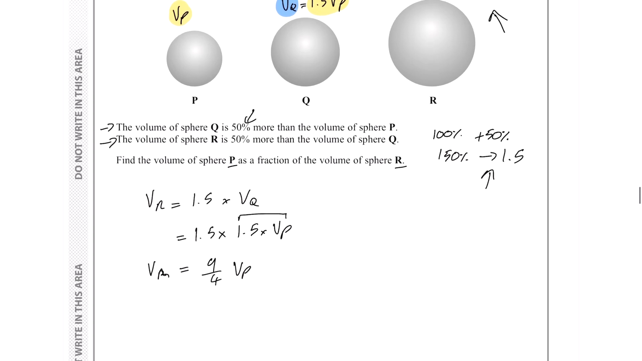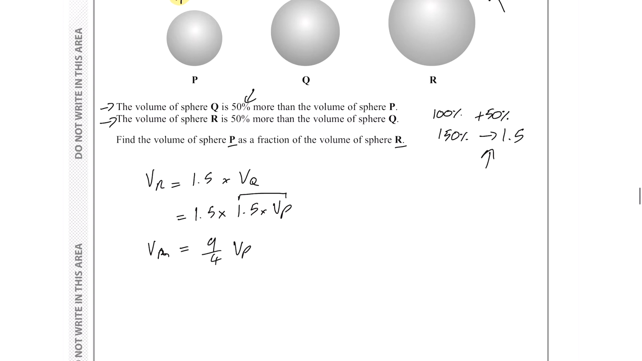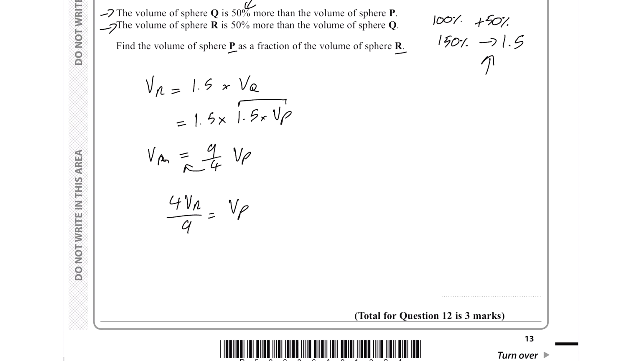And then it says find the volume of P as a fraction of the volume of R. So we want to write this in terms of P. We multiply each side by 4, so move the 4 over, and divide each side by 9. So that's going to be 4 VR, divided by 9. That's 4/9 is equal to Vp. So as a fraction, that becomes 4/9.